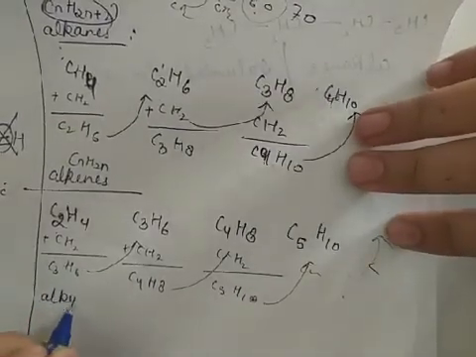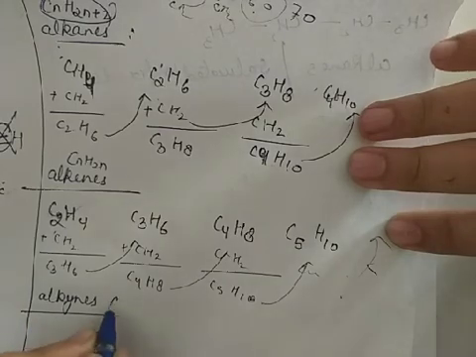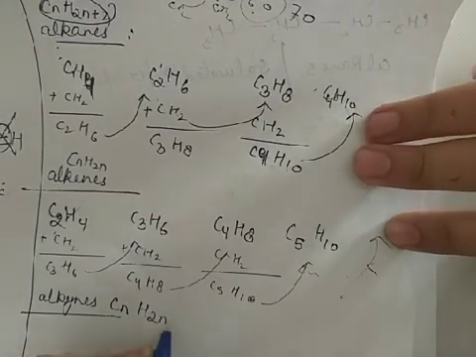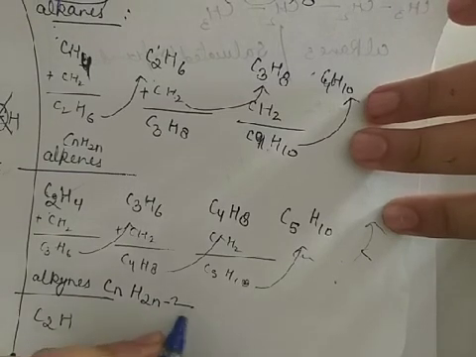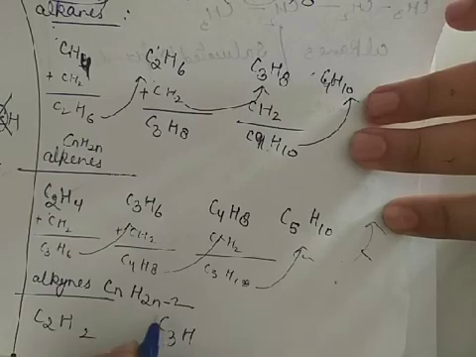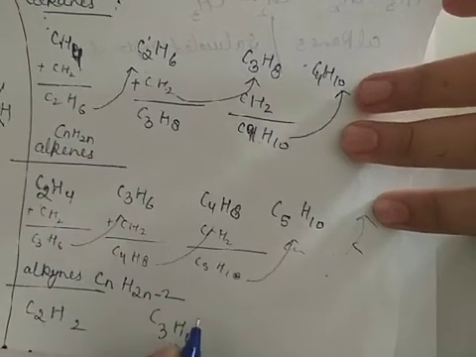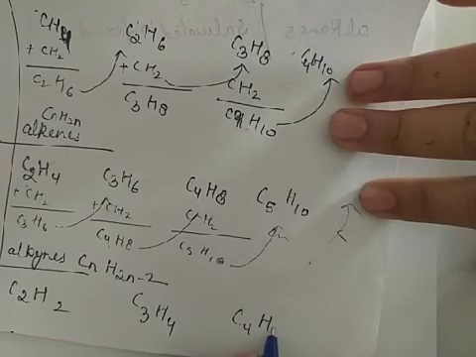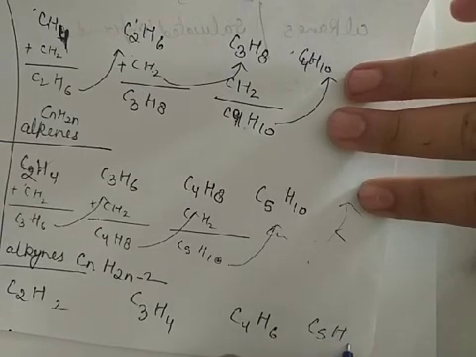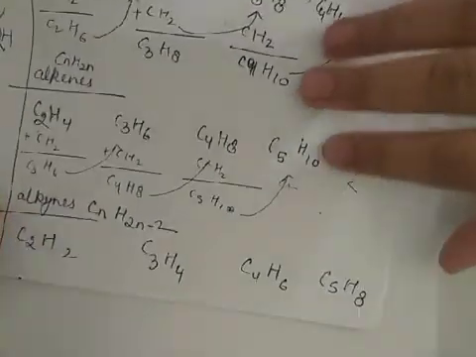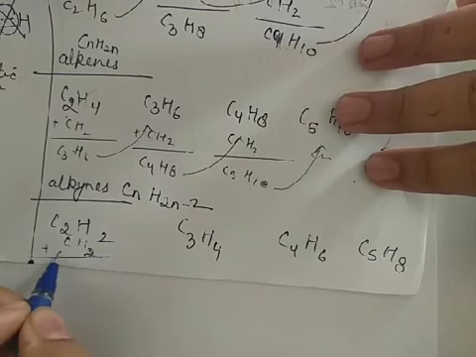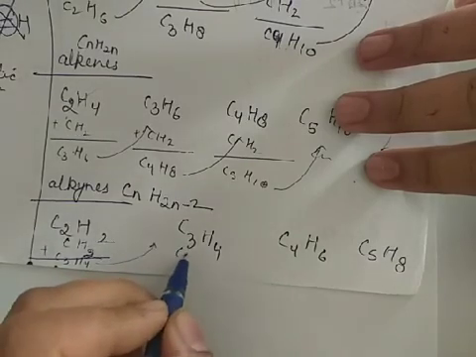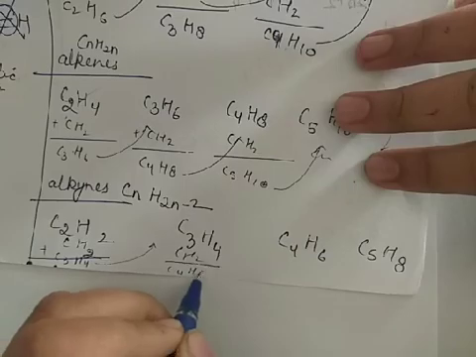Similarly, alkynes are also a homologous series. Let's write the general formula of alkynes, CnH2n minus 2. So it will become C2H2, C3H4, C4H6, C5H8. Correct. So again, if I add CH2 here, then C3H4 will become. Similarly, if I add CH2 here, then C4H6 will become. So all these are homologous series.